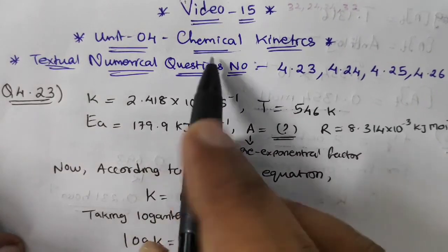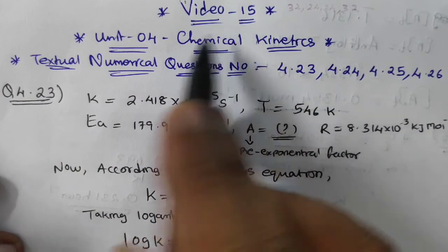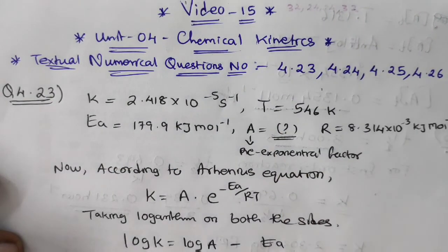In today's video, video 15, we have discussed these 4 numericals, that is 23, 24, 25 and 26. You can write down all these numericals in your fair book for ready reference. So here we will stop in this video. In the next video, we will continue with the next numericals.